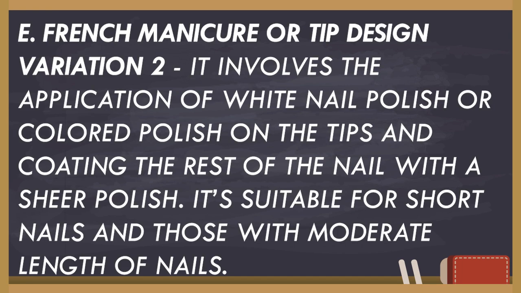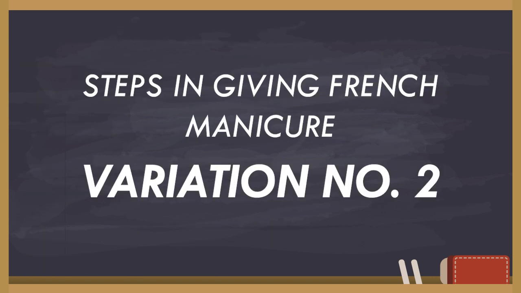That's variation number 1. Variation number 2 involves the application of white nail polish or colored polish on the tips and coating the rest of the nail with a sheer polish, suitable for short nails and those with moderate length of nails. These are the steps for variation number 2.